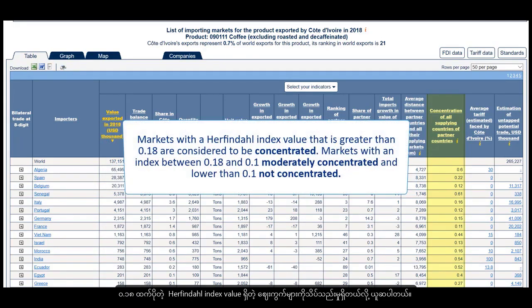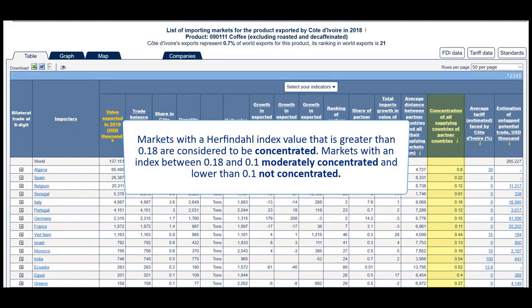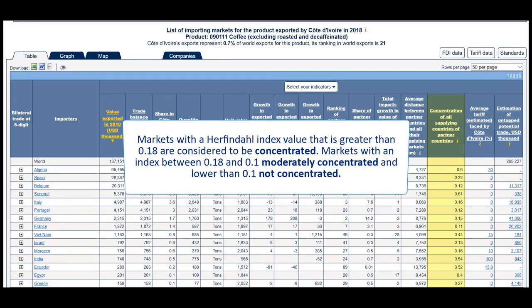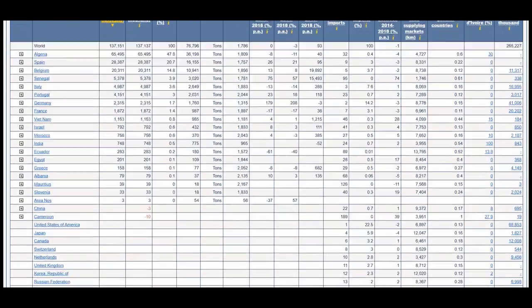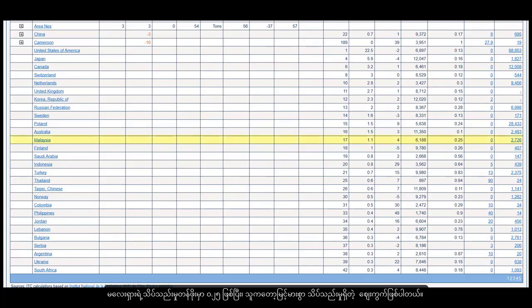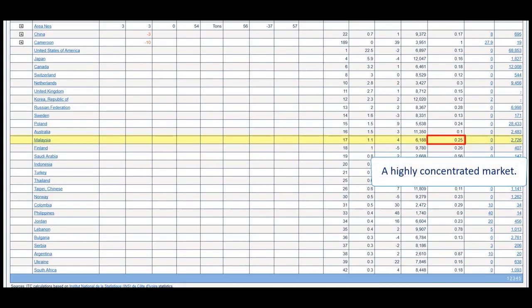Markets with a Herfindahl index value that is greater than 0.18 are considered to be concentrated. Markets with an index between 0.18 and 0.1 are moderately concentrated, and lower than 0.1 not concentrated. The concentration value for Malaysia is 0.25, so it is a highly concentrated market.